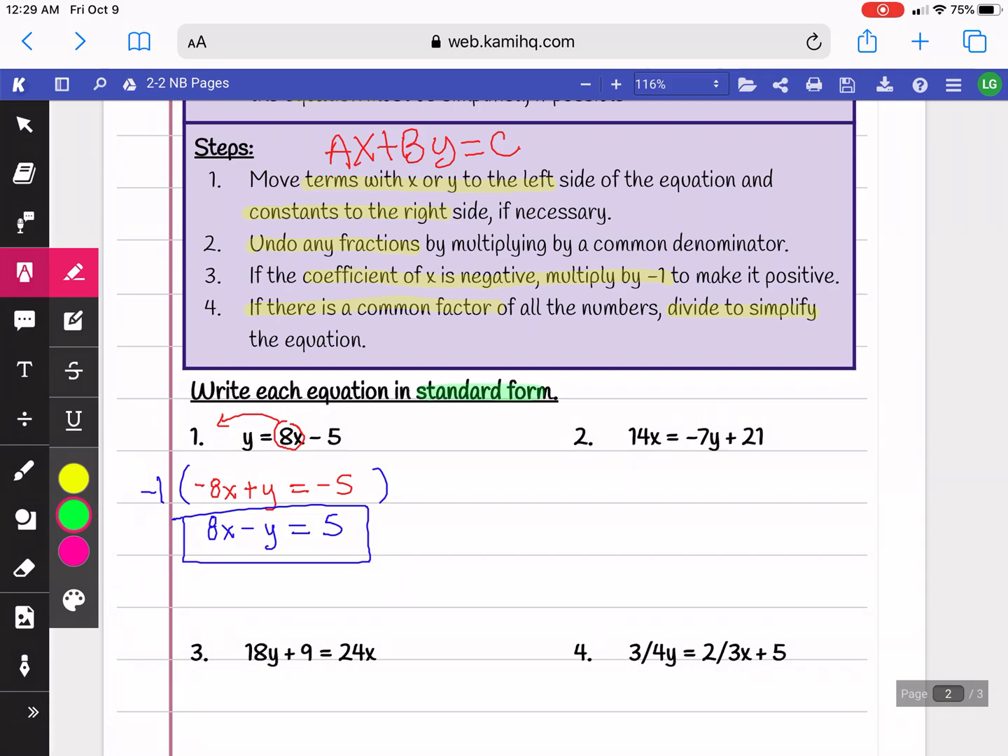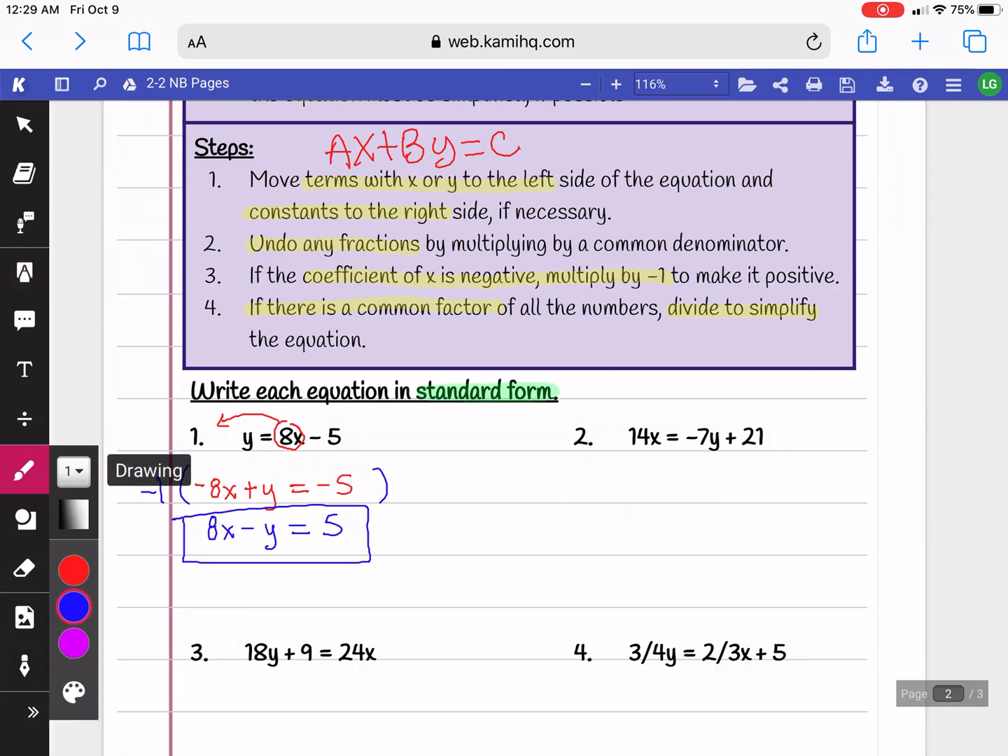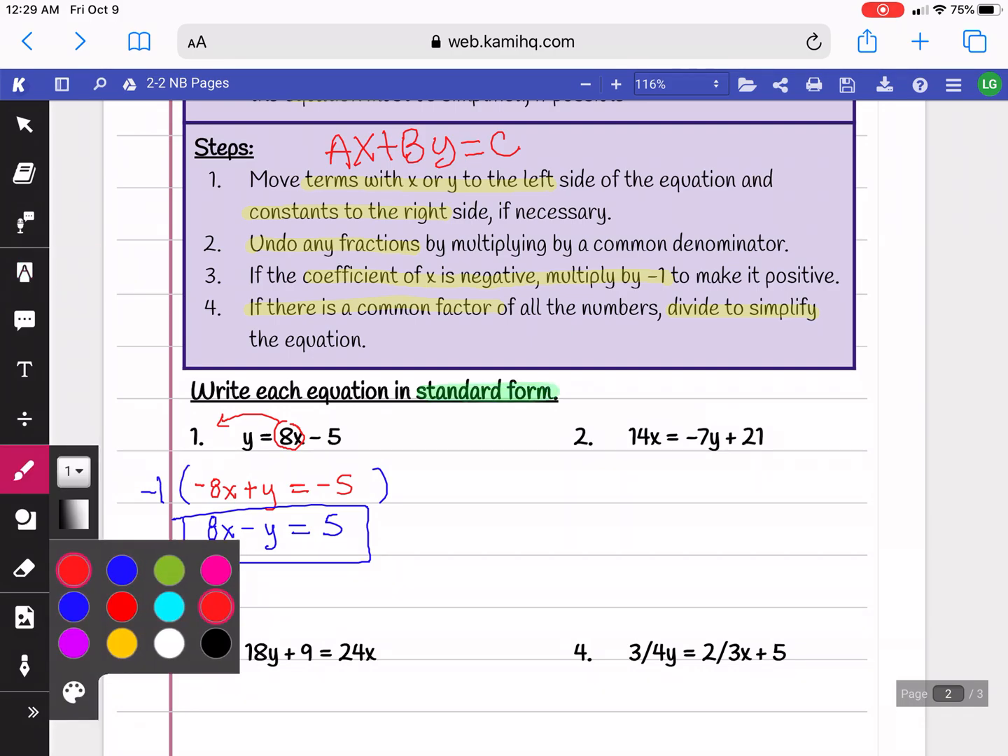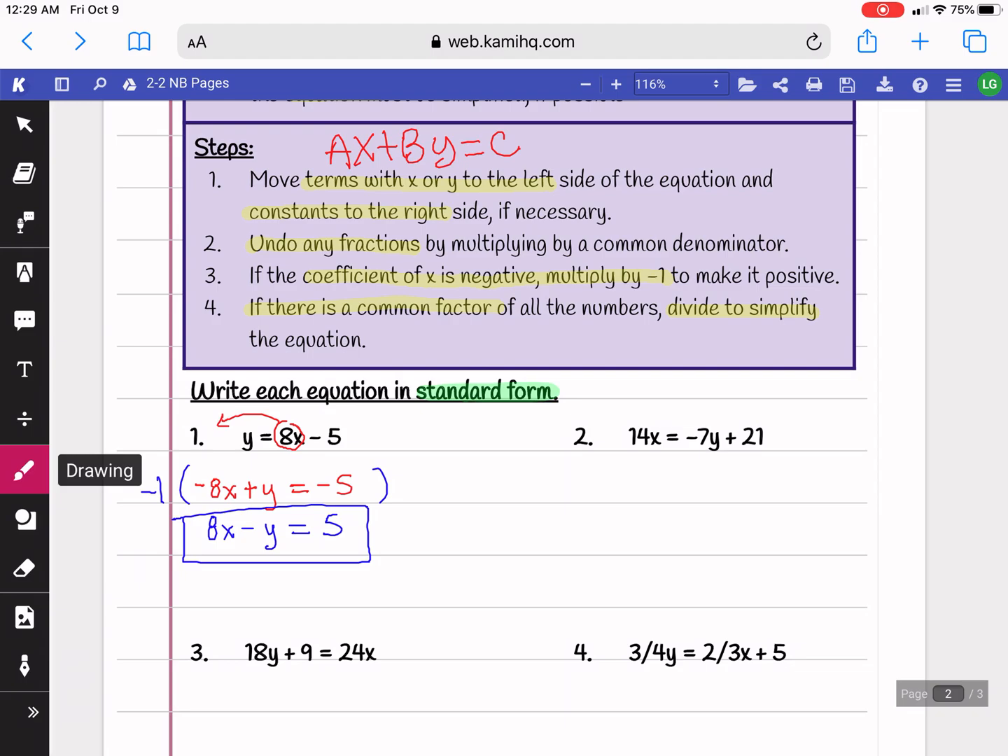Again, we're writing our equations in standard form. So if you look at question 2 here, our first step again is we want x and y on the left side. Here, y is on the right, so we need to move it over. X goes first, so I'm going to write down my 14x. When I move -7y, it changes signs. So it becomes positive or plus 7y. And then the 21 stays on the right where it was positive.